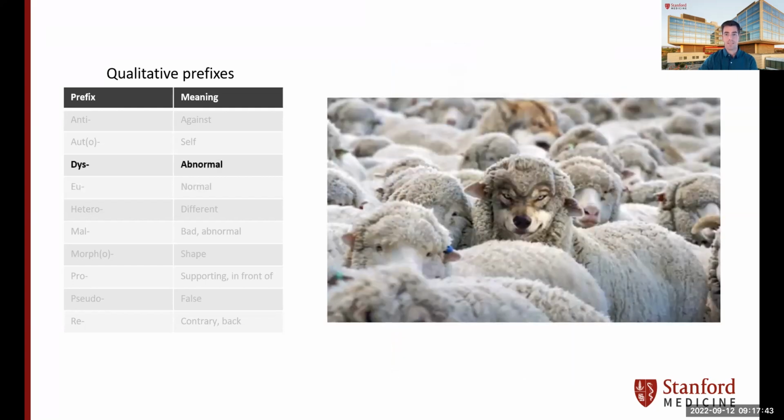And then dys is abnormal. For instance, dysreflexia is when you have abnormal reflexes. Dys doesn't necessarily have to be bad. Mal is much more specific to being abnormally bad. So a maladaptive process, malaise is feeling bad overall. So dys is just abnormal, whereas mal is abnormal, but in a bad way.